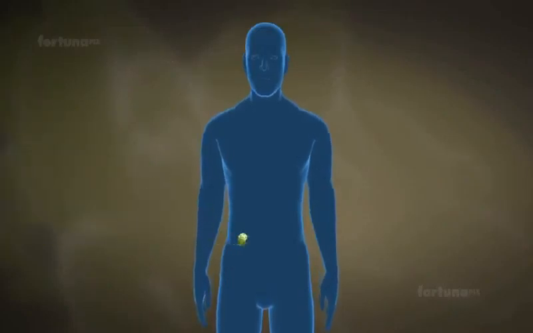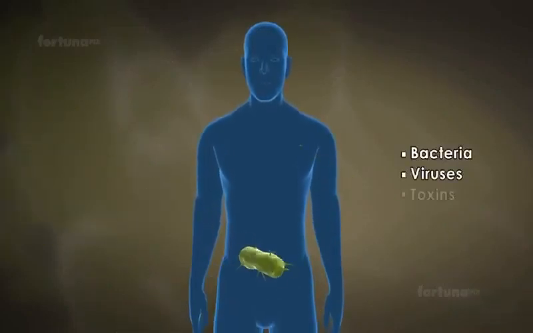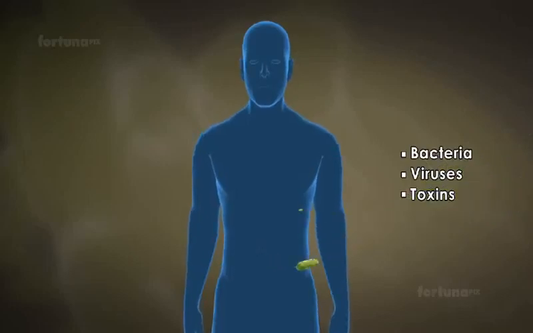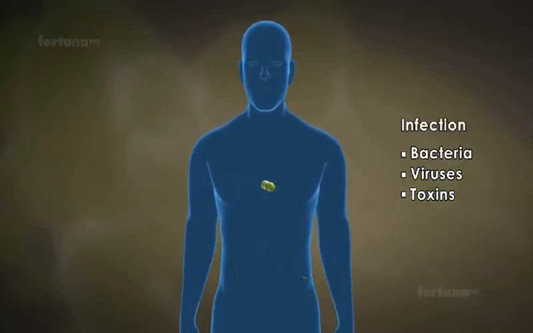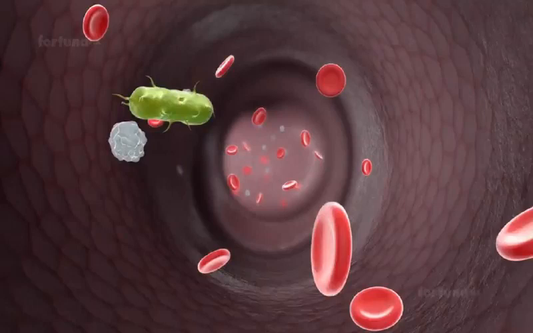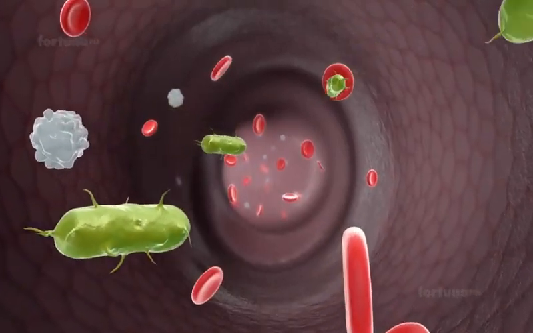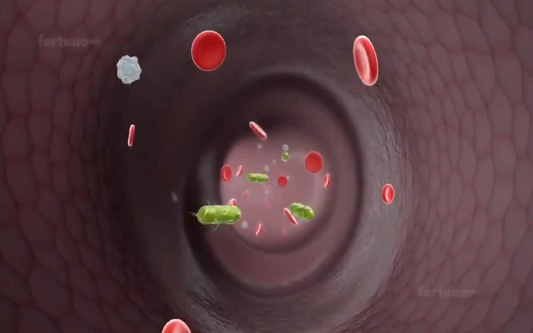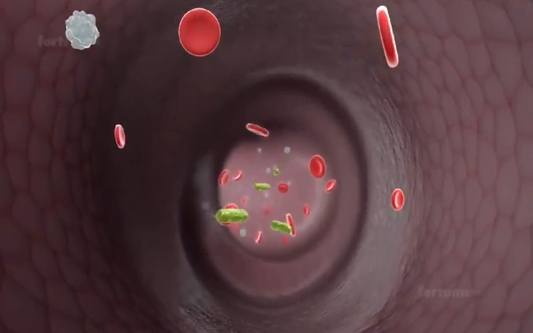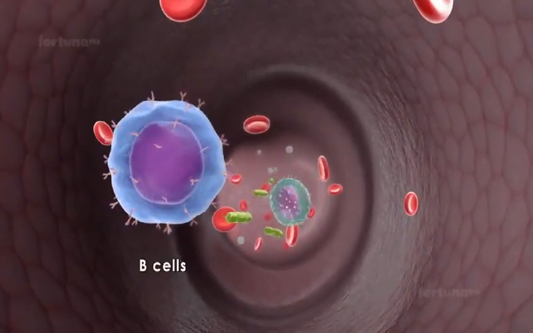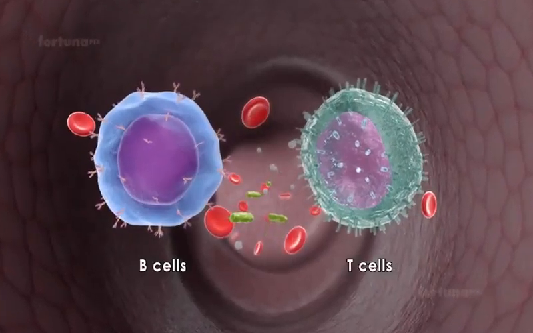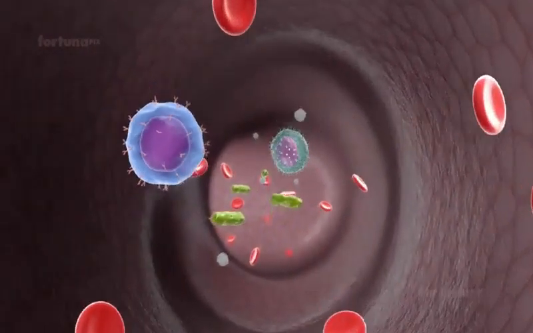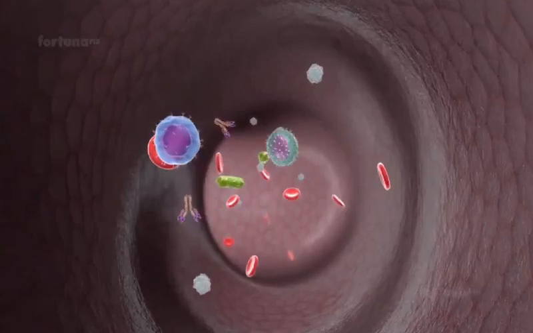When pathogens such as bacteria, viruses or toxins enter the body and cause an infection, they will activate a natural response that is referred to as natural active immunity. Immune cells such as B cells and T cells will attack the antigen, eventually eliminating it.